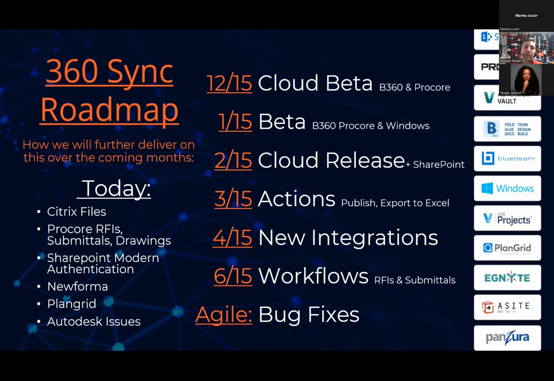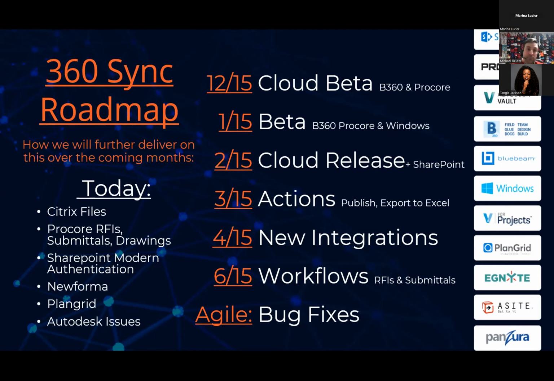And then from there, we'll start working on actions and new integrations, and then we'll start building out different workflows as the year goes on. And then, of course, if there's any bugs or anything like that, we'll fix those as soon as they come up, and we'll fix them immediately. Okay, so that's our plan for the next 6 months.